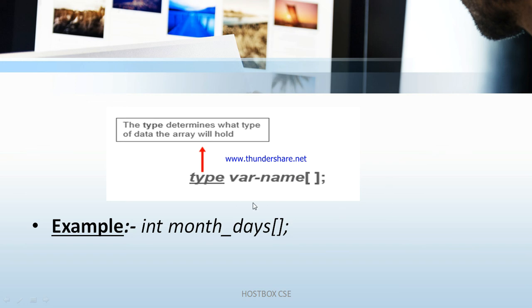These are very important, like in C language, where the type determines what type of data the array will hold. For example, if I want to keep integer data, I can keep numbers like 10, 20, like that. Otherwise you can give it like this: int space month_days with square brackets, where the index will be 0, 1, 2, 3, 4 and so on.